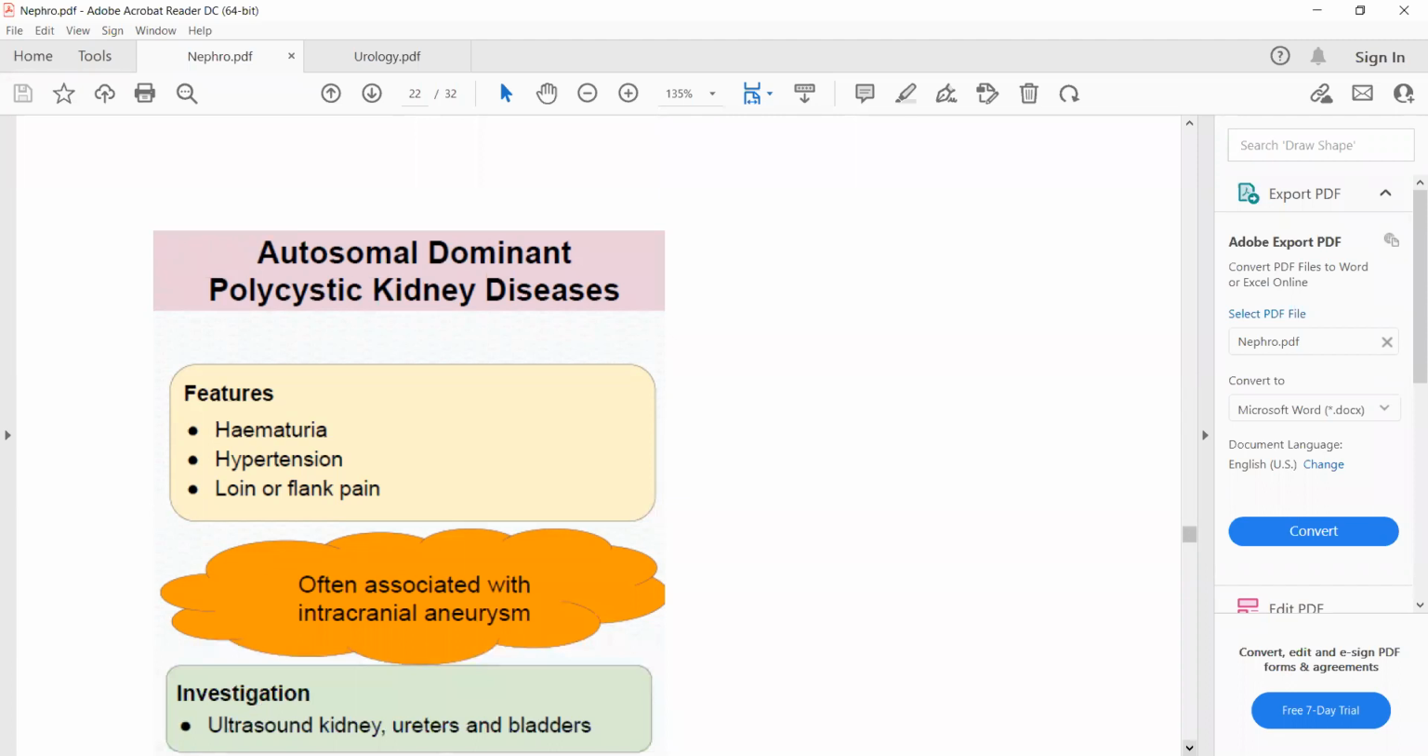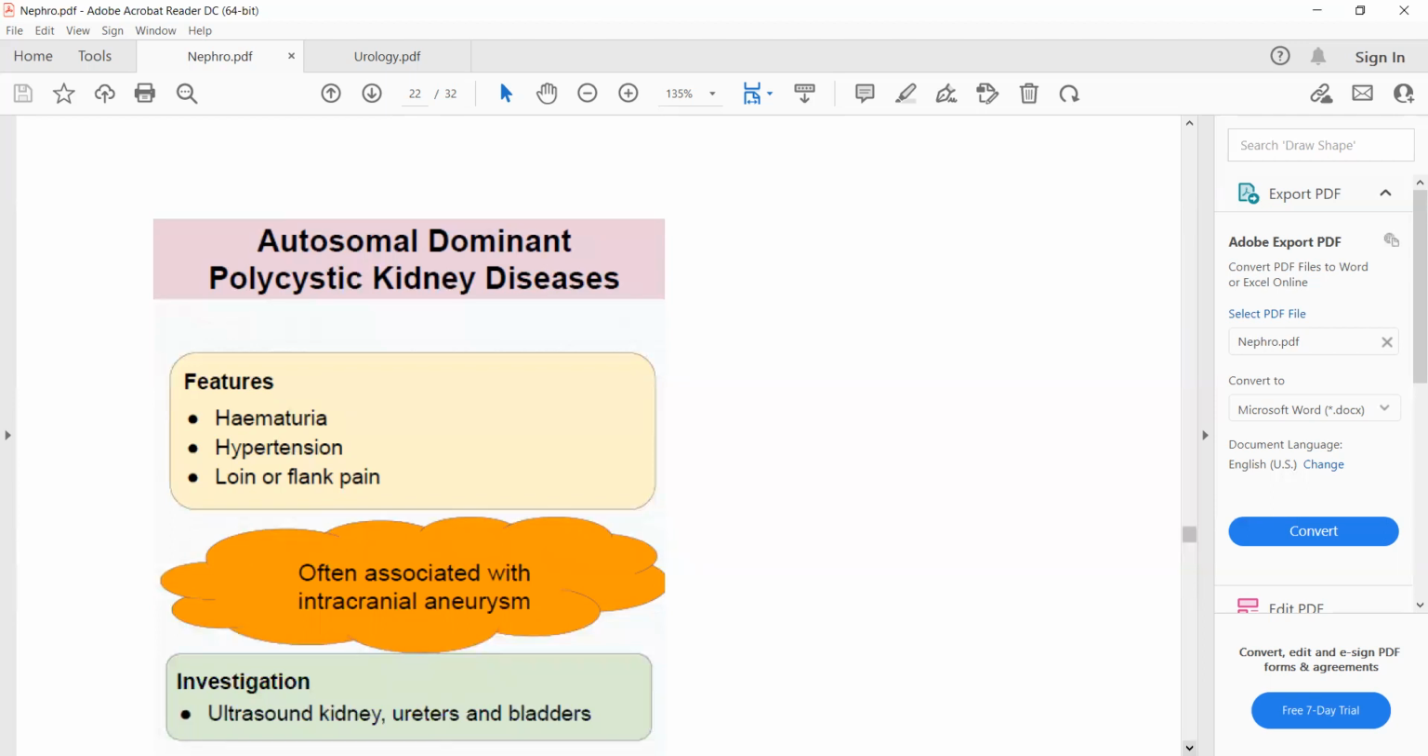To make a diagnosis of autosomal dominant polycystic kidney disease, remember these three features. In the PLAB 1 exam, if a patient is described to have hematuria, hypertension, and loin or flank pain, so hematuria, hypertension, loin or flank pain, if these three features are present in a patient, then you will suspect autosomal dominant polycystic kidney disease.